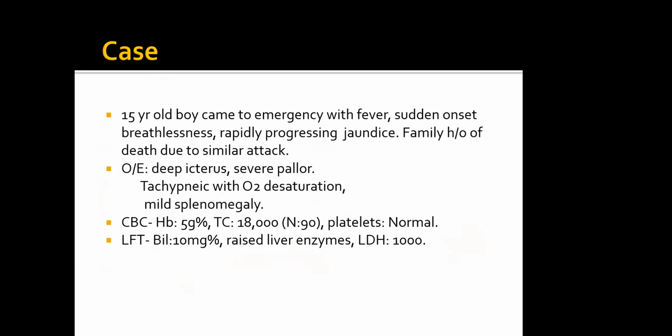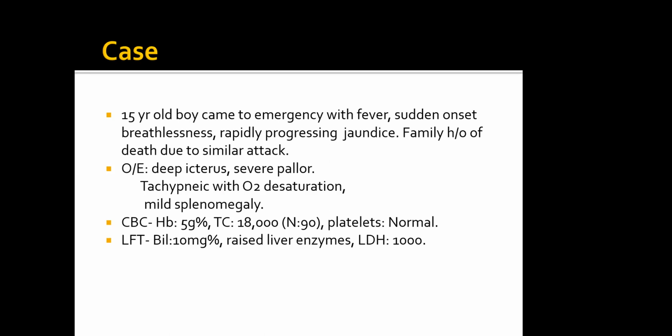cases, splenectomies in these patients. Next patient is a 15-year-old boy who presents with a history of fever, sudden onset breathlessness, and a rapidly progressing jaundice. There's also a history of death in the family, another sibling who died due to a similar episode. On examination, severe pallor, tachypnea with desaturations, mild splenomegaly present. Hemoglobin was just 5 grams. The TLC was high, but you also had a lot of nucleated RBCs present. Platelets were normal. Bilirubin was 10.